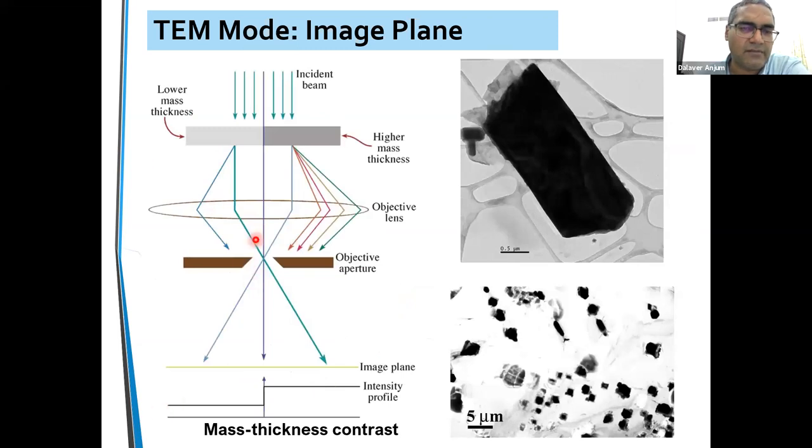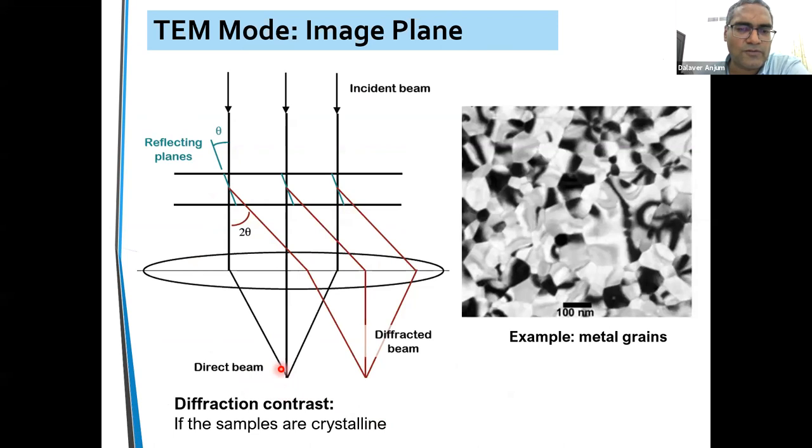So here's the direct beam. This is our hole size. So only those electrons which are coming directly will go through. This is why the diffracted electrons are stopped and they appear dark in our image. So that's called diffraction contrast.